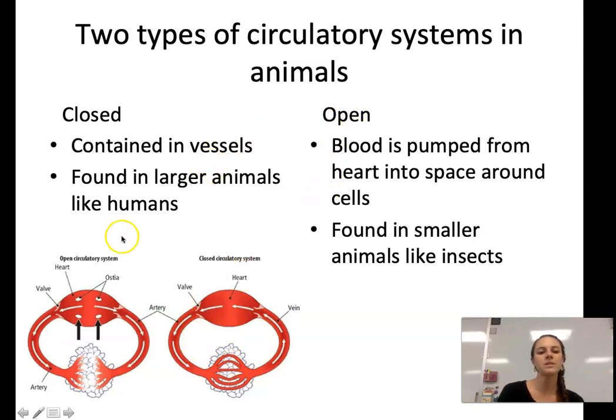And then there's open circulatory systems in smaller animals like insects, where the blood pumps from the heart and then it just sort of pumps into the tissue generally. It's not contained within blood vessels, just sort of flows through the body and then is re-delivered back to the heart, or reabsorbed back into the heart.